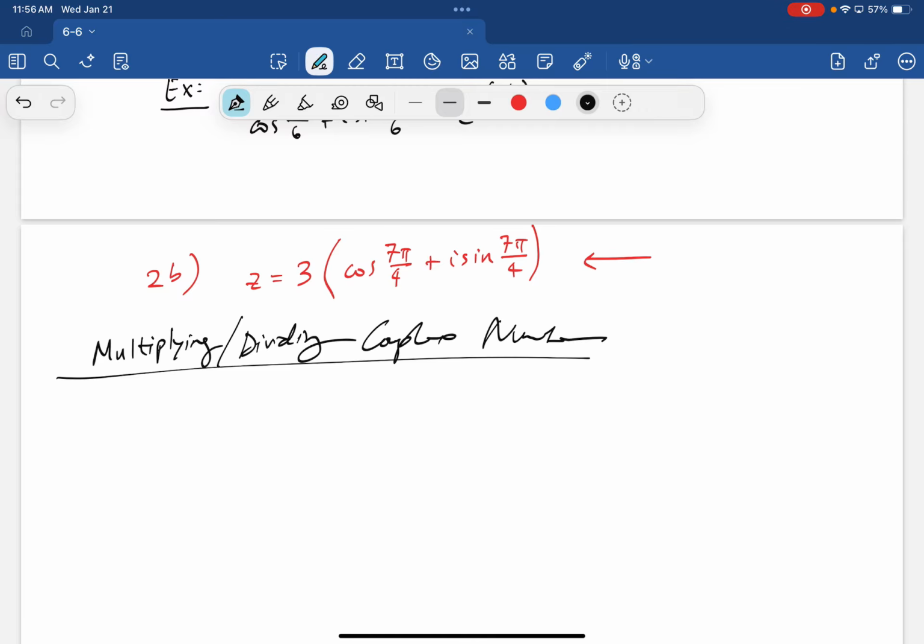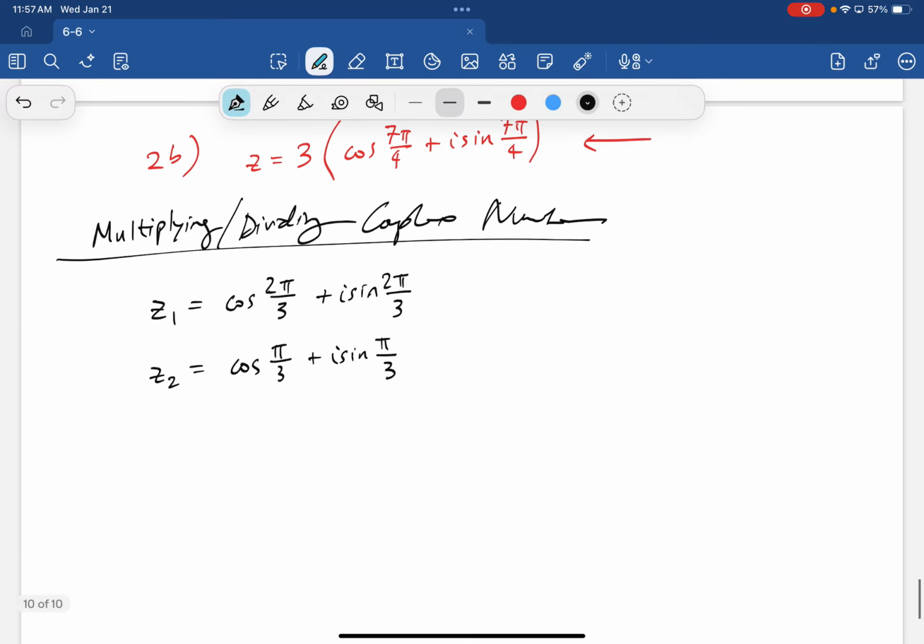Anyhow, suppose we had 2 different complex numbers written in trigonometric form. So suppose we had z1 equals cosine 2 pi over 3 plus I sine 2 pi over 3. So that's our first complex number written in trigonometric form. And then suppose we had our second complex number, z2, which is equal to cosine pi over 3 plus I sine pi over 3. Okay, and let's say your question asks you to find z1 times z2.